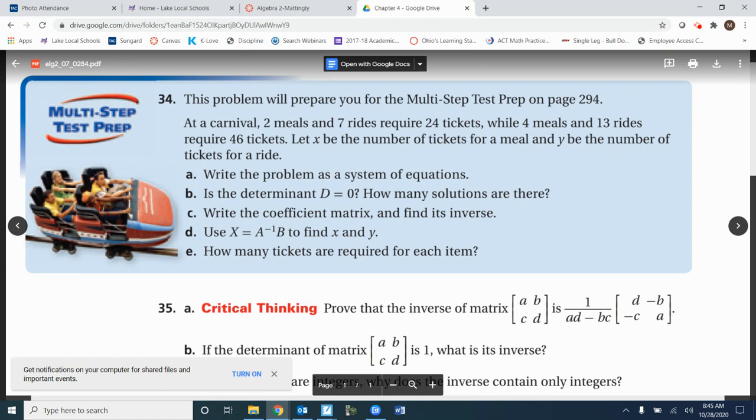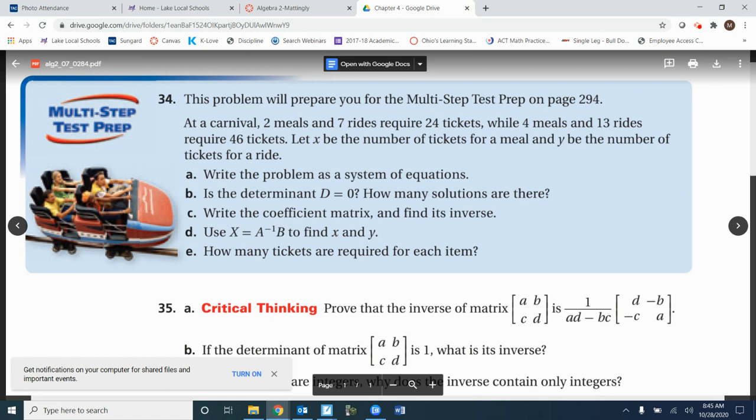At a carnival, 2 meals and 7 rides require 24 tickets, while 4 meals and 13 rides require 46 tickets. Let X be the number of tickets for a meal and Y be the number of tickets for a ride. Write the problem as a system of equations.